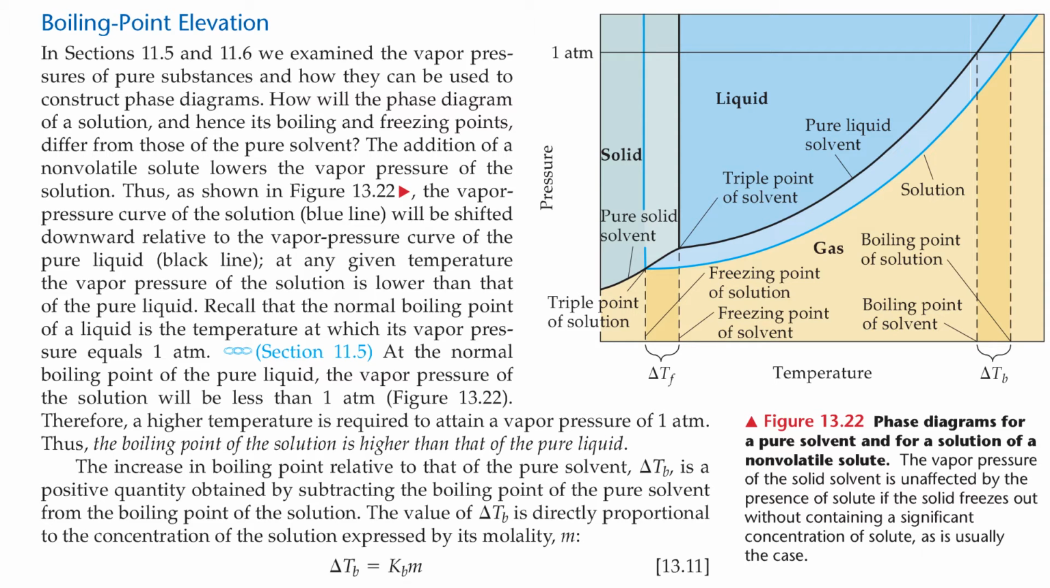The increase in boiling point relative to that of the pure solvent, delta T sub B, is a positive quantity obtained by subtracting the boiling point of the pure solvent from the boiling point of the solution. The value of delta T sub B is directly proportional to the concentration of the solution expressed by its molality. The change in temperature of the boiling point, the elevation, is equal to a constant times its molality.